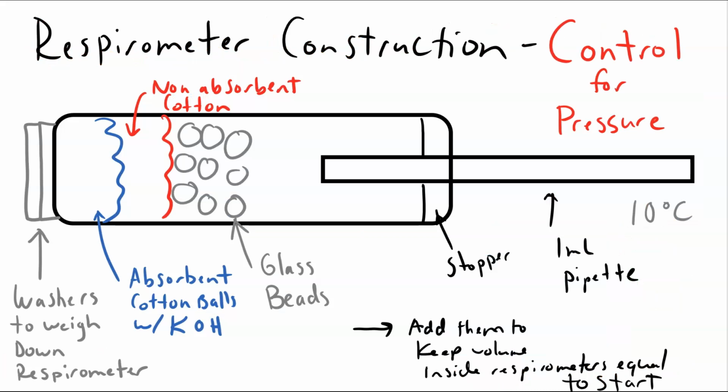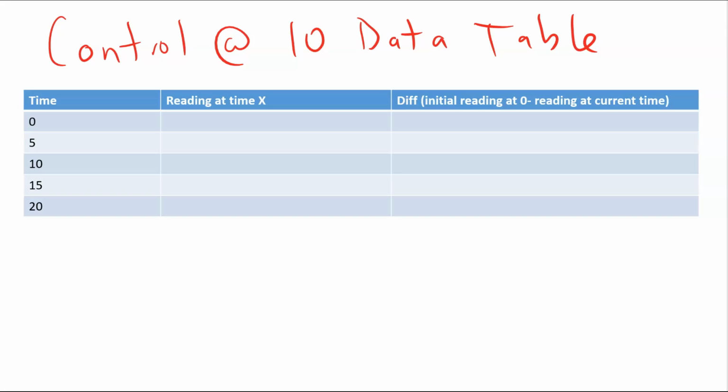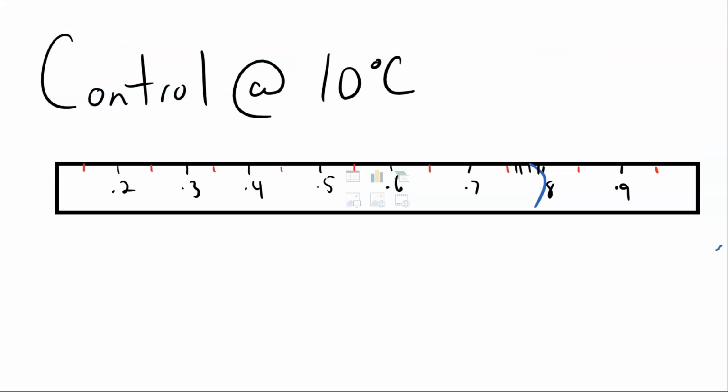Okay, so we're going to continue to run this experiment. We're now going to run our control with glass beads in our classic respirometer setup, but we're going to do it at 10 degrees Celsius. So we've lowered the temperature of the water bath that these respirometers are submerged in. So again, here's your data table, and here's your data for the control experiment.